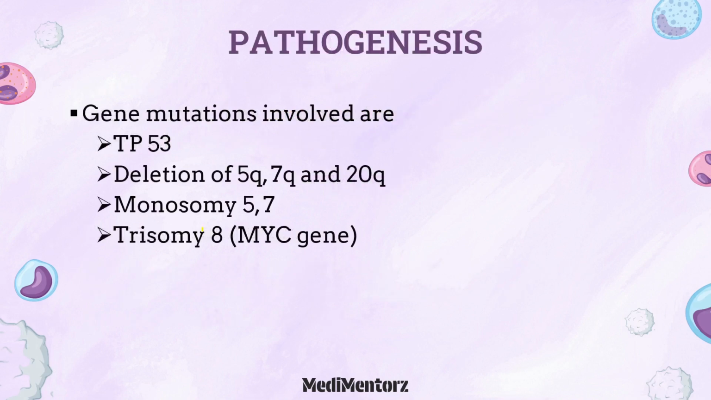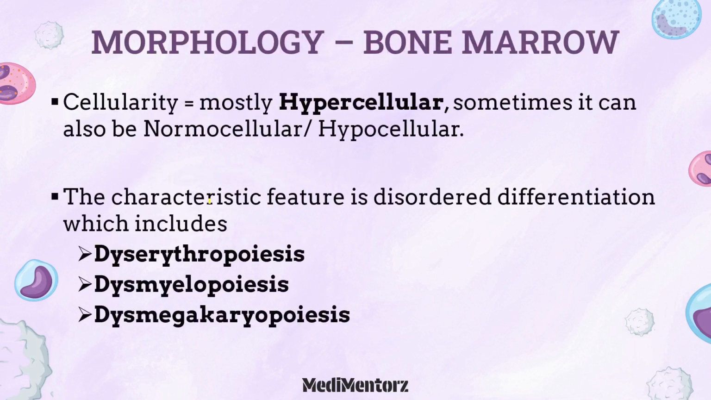Next, the pathogenesis of the myelodysplastic syndrome includes gene mutations in the TP53 gene or the deletion of chromosome 5q, 7q, and 20q, monosomy of chromosomes 5 and 7, and trisomy of chromosome 8, which has a gene called MYC gene. Next, morphology with respect to the bone marrow picture. The bone marrow cellularity is mostly hypercellular in myelodysplastic syndrome, but sometimes it may also be normocellular or hypocellular in nature. And the characteristic feature of myelodysplastic syndrome is the disordered differentiation, which includes the following: dyserythropoiesis, dysmyelopoiesis, and dysmegakaryopoiesis.